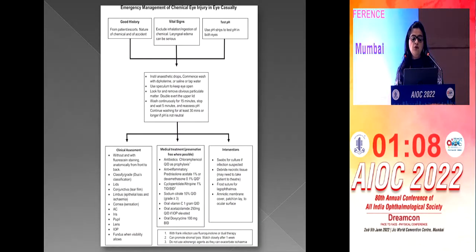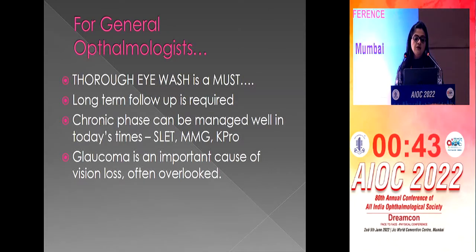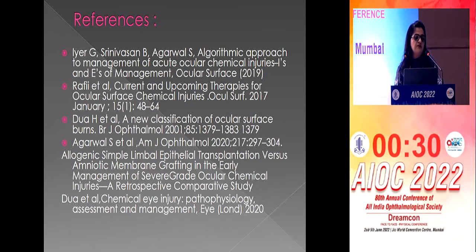So this is just a protocol given by Professor Harminder Dua in one of his articles, where everything is listed down very well. The general ophthalmologist could just put up such a protocol so that no point in the acute management is left out, because the acute management has a very large bearing on the chronic sequelae and complications in a chemical injury. So the take-home point is a thorough eye wash is an absolute must. A long-term follow-up is definitely necessary to look out for sequelae. Glaucoma is an important cause of vision loss and is often overlooked. These are my references. Thank you very much.